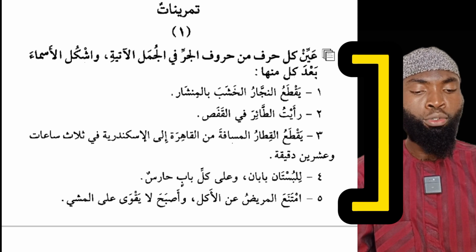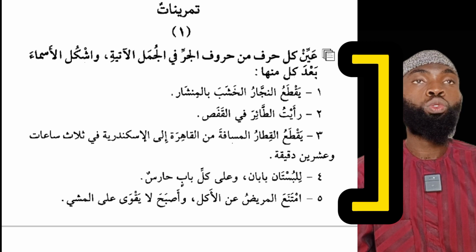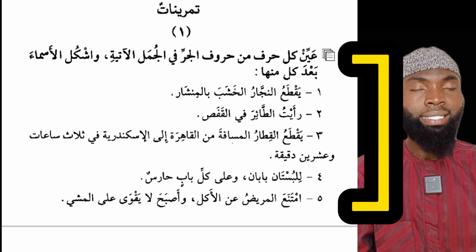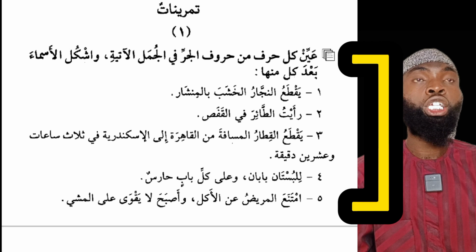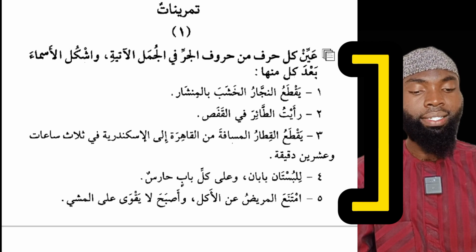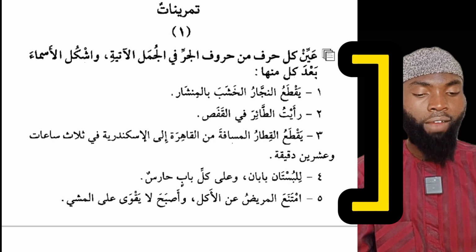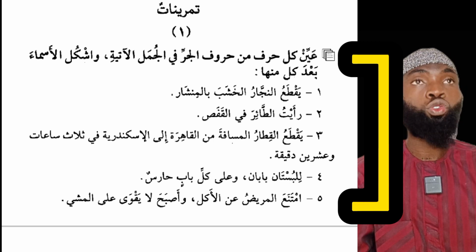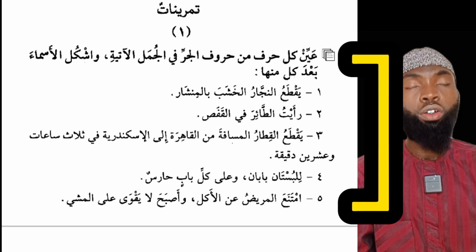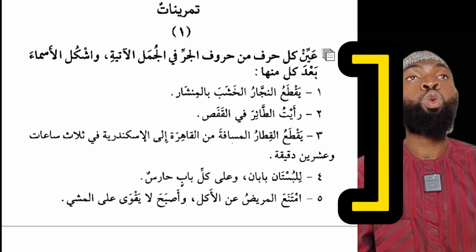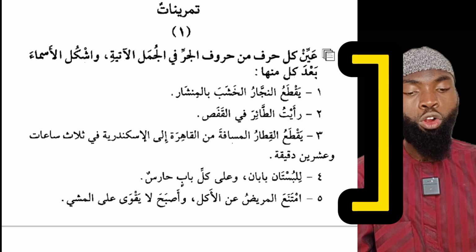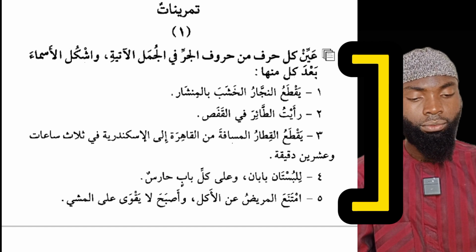So these are the prepositions we see in this sentence. Number 4, we have lil-bustani babani wa ala kulli babin harisun. The garden has 2 doors, and on each of the doors there is a watcher, that is a guard. So the 2 prepositions we have here, the first one is lam, that's why we have lil-bustani, and the second is ala, and that's why we have ala kulli, because kulli is the noun coming after ala.